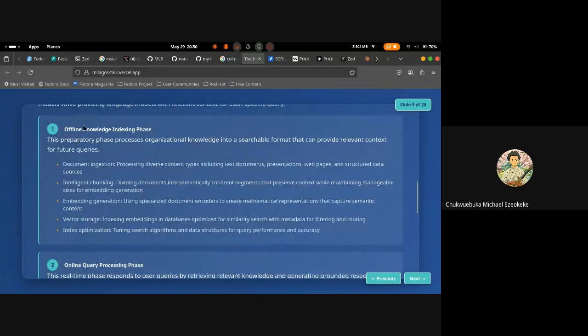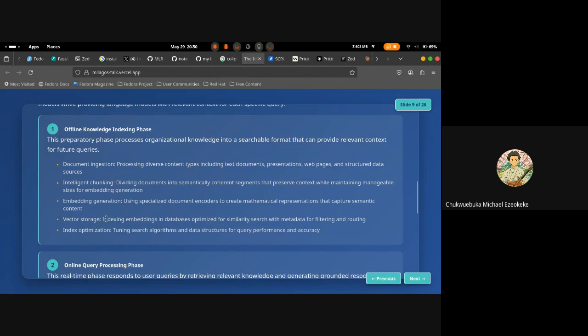Here's the first stage, the offline knowledge indexing phase. This phase processes your organization's knowledge into a suitable format that can provide relevant context for future queries. That's where you hear something like the ingestion phase, where you ingest your documents. If you've worked with frameworks like LangChain or LlamaIndex, you have come across the concept of ingesting documents and then chunking. But recently, some developers don't implement chunking because Google says Gemini provides a 1 million context window. I don't use chunking if I'm working with the Gemini API, but if I'm not working with the Gemini API, I implement chunking. And then we have embedding generation and vector storage.